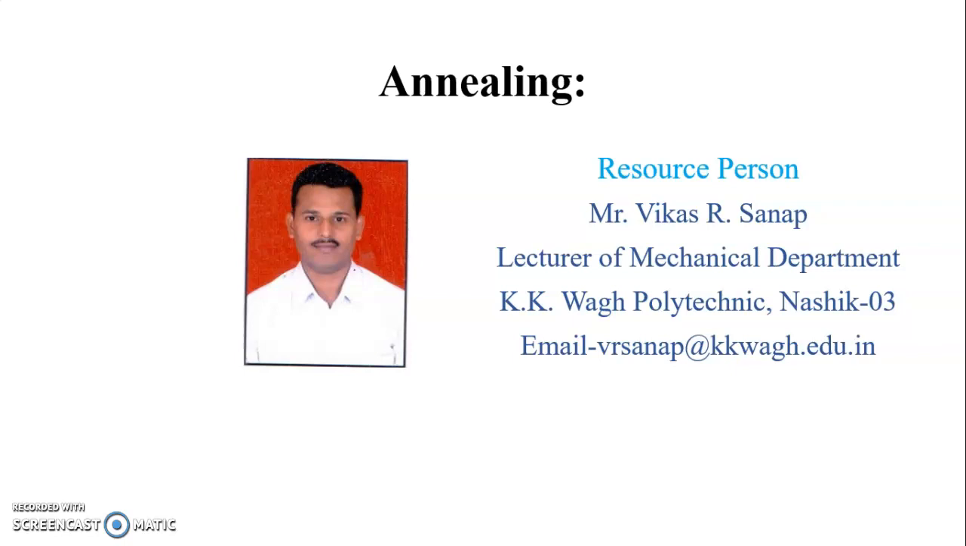So friends, annealing is one of the most important heat treatment operations. The process of heating a metal which is in a metastable or distorted structure state to a temperature which will remove the instability or distortion, and then cooling so that the room temperature structure is stable or strain free, is called annealing. In the next slide we will see the objective of annealing.